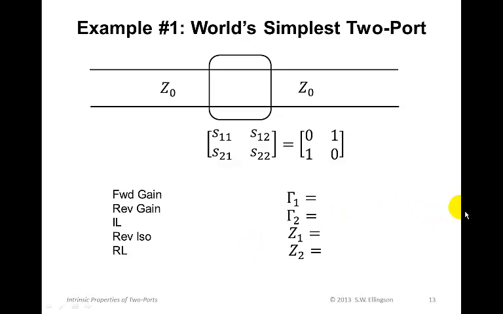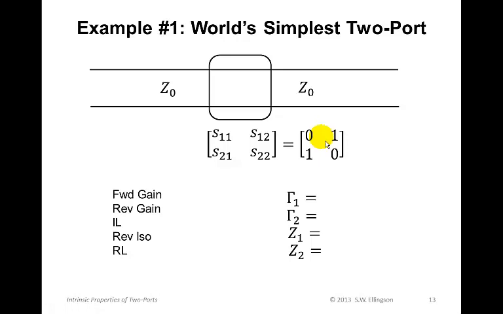Okay, now an example. In the previous lecture, we determined parameters for some very simple 2-port circuits. Here's the simplest circuit I can think of, just a zero-length continuation of the transmission line. In other words, the transmission line just continues through the 2-port. And here are the S parameters, which we derived or determined in the previous lecture.